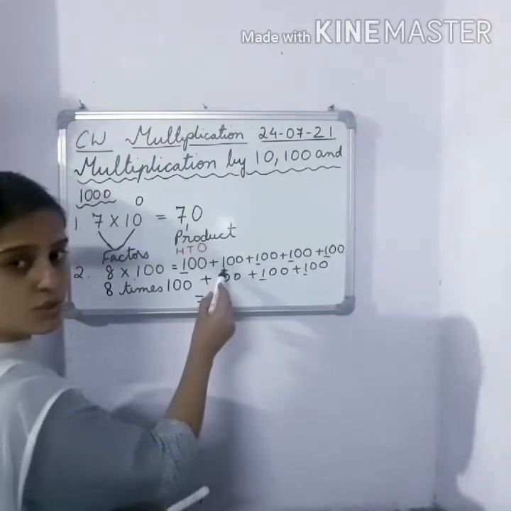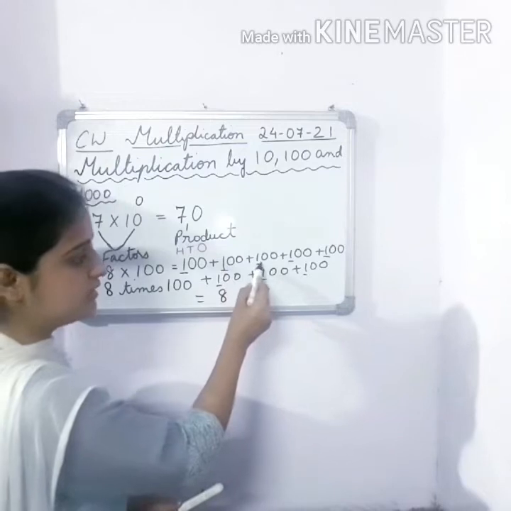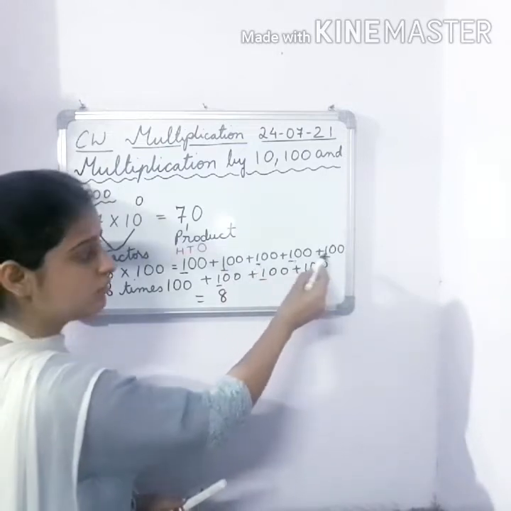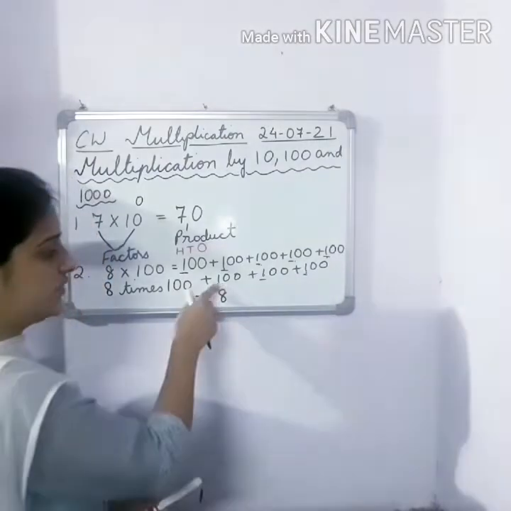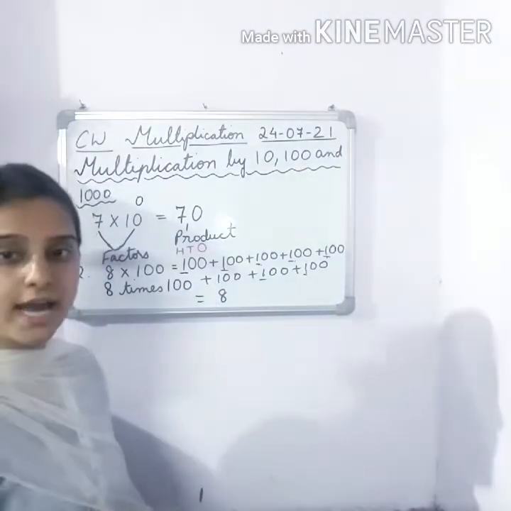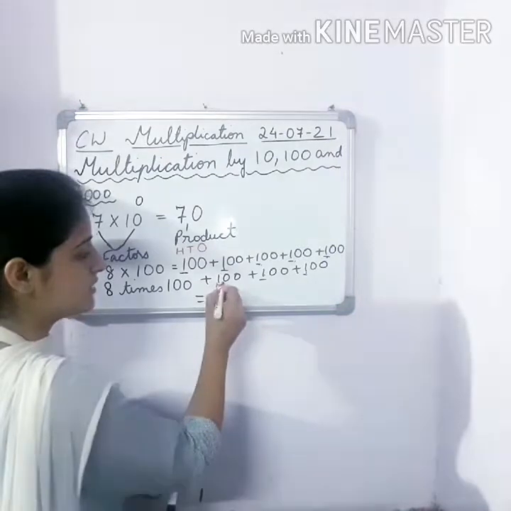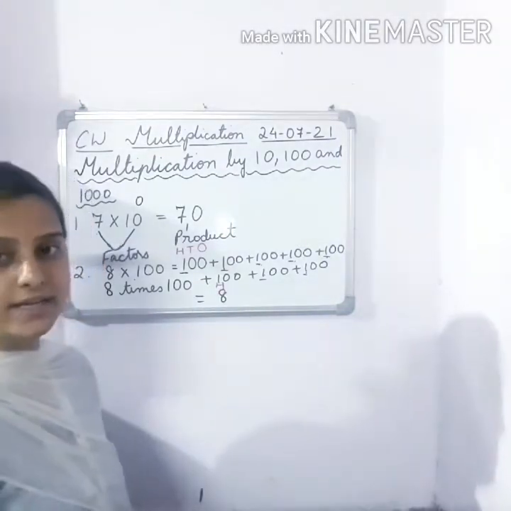1 plus 1 is 2. 2 plus 1 is 3. 3 plus 1, 4. 5, 6, 7, 8. So in hundreds place, children, after adding 1, we can write 8 in hundreds place.